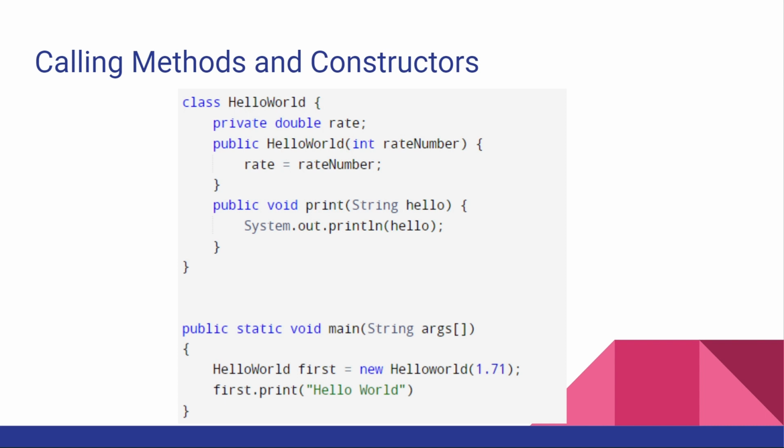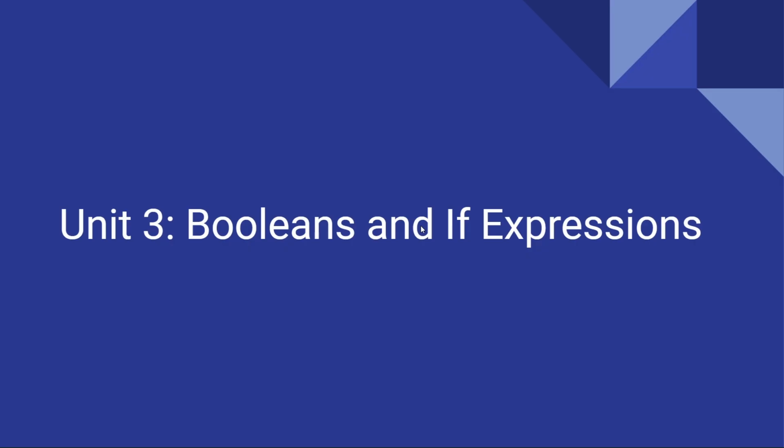So let's say we want to do first.print. So what that would do is basically print hello world, because you have print here and it's accepting a parameter called string hello, and that's hello world. Now it's going to println that and print it out.